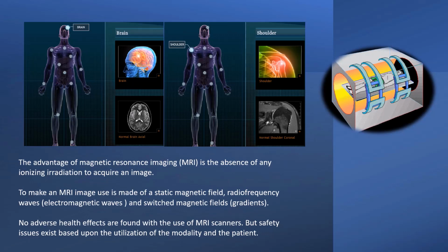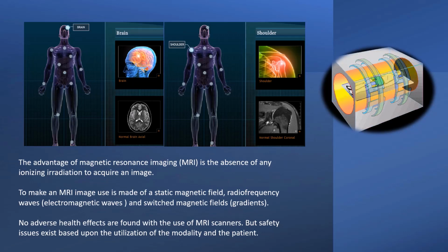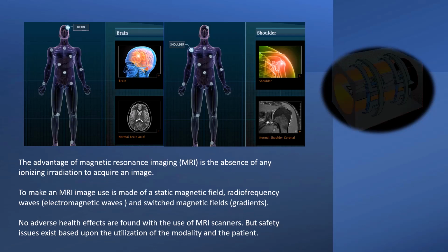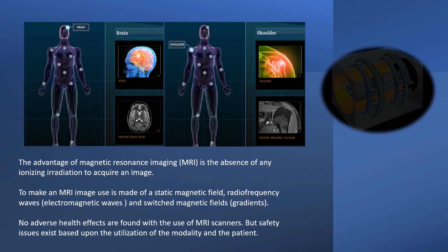To make an MRI image, use is made of a static magnetic field, radio frequency waves, electromagnetic waves, and switched magnetic fields or gradients. If used correctly, there are no adverse effects found with the use of an MRI scanner. Of course, that is if used correctly, but safety issues exist based upon the utilization of the modality and the patient. Each patient is unique and must be screened prior to an examination.